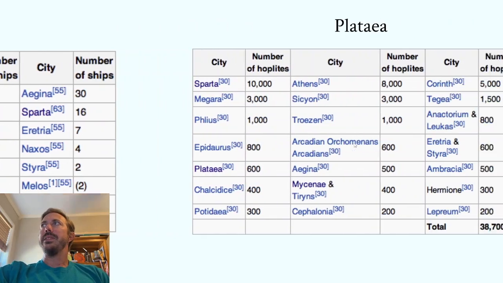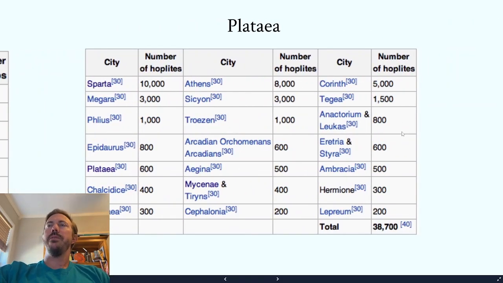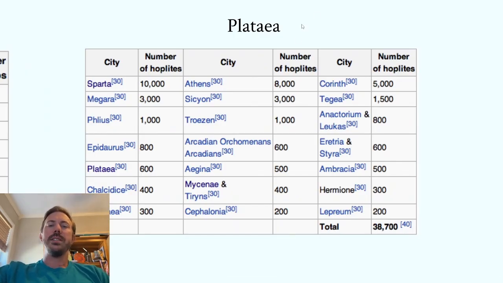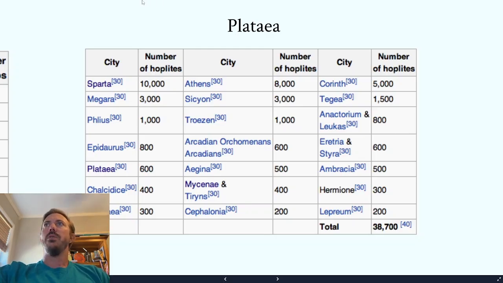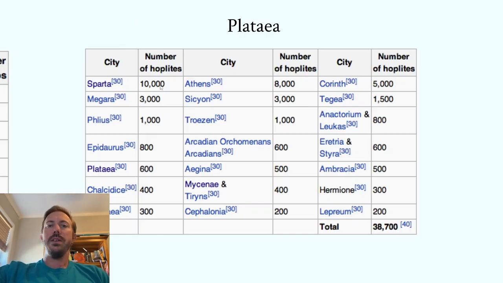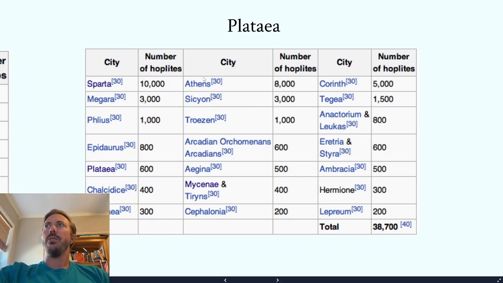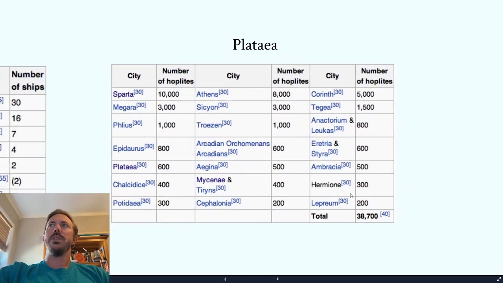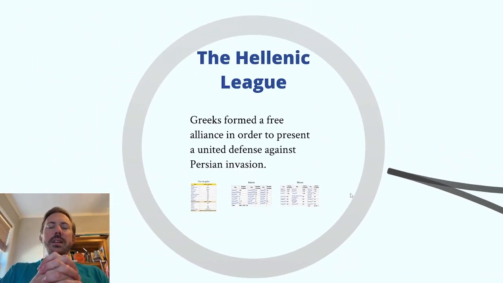Okay, and then at Plataea, we also have a bunch of forces being supplied by all the city-states in Greece. So obviously 10,000 Spartans, that was the elite fighting force, and that was the lion's share of the infantry that helped win that battle. Athens, another 8,000, and so on and so forth. But you get the idea that there was a league, an alliance of Greek city-states coming together to repel Persia.